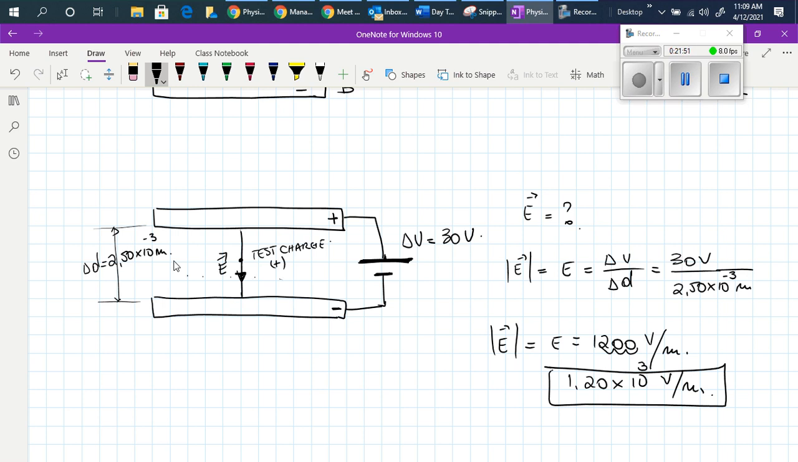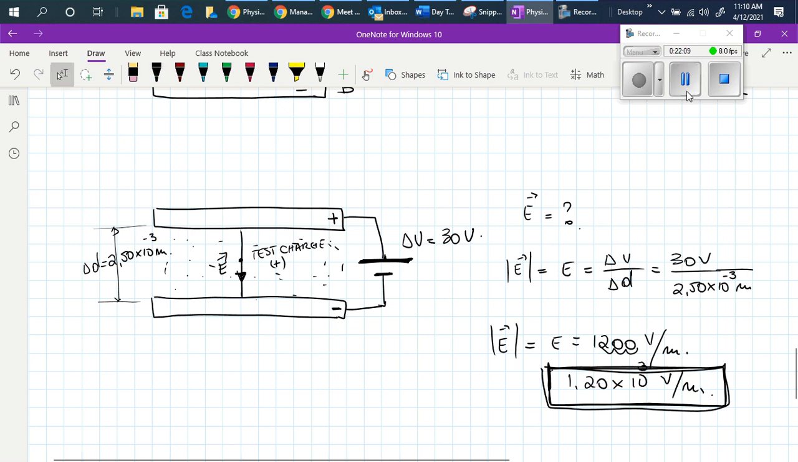This means that at any point between those two plates, you see an electric field strength of 1.20 times 10 to the power of 3 volts per meter. I hope that this makes sense. Now, in the second part we will see what happens when we have a charge that is moving between the two parallel plates. But this is becoming a bit long, so I will stop here and you will see the second part of the lesson.